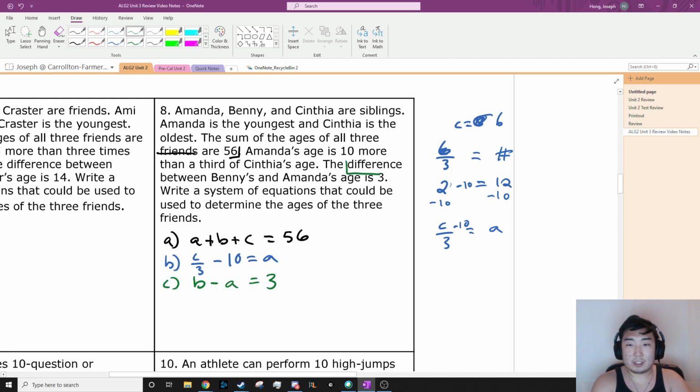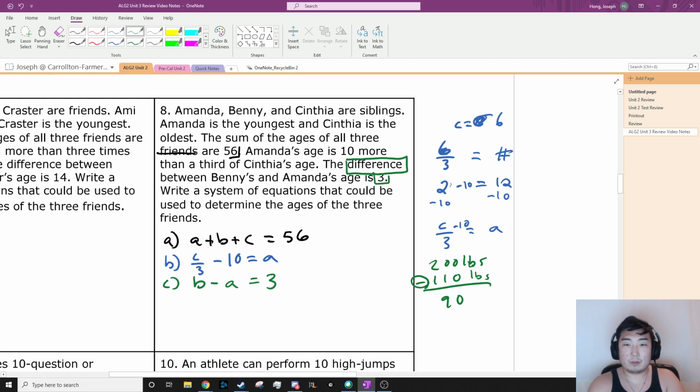The word difference is talking about, like an example in the real world, if I say that Mr. Hong is 200 pounds, which is not true, and let's say his sister is 110 pounds, what is the difference between my fictional weight and my sister's fictional weight? That would be 90 pounds. I would take the difference, which is subtracting the two weights. So the difference is 3.